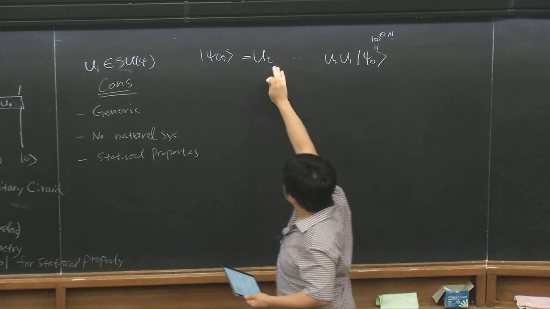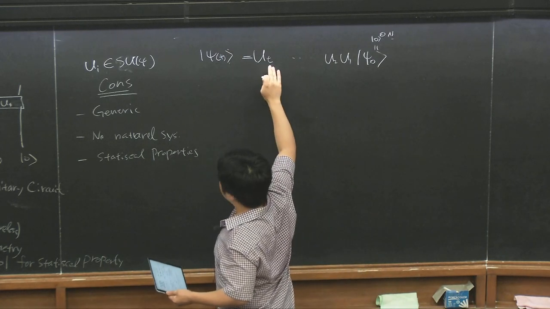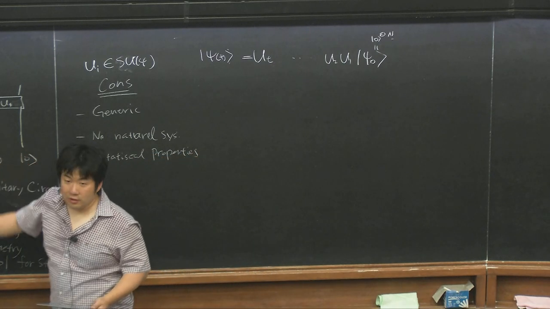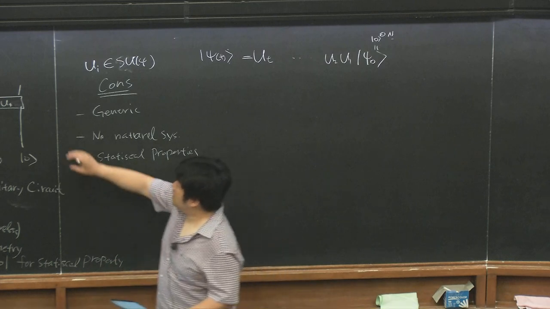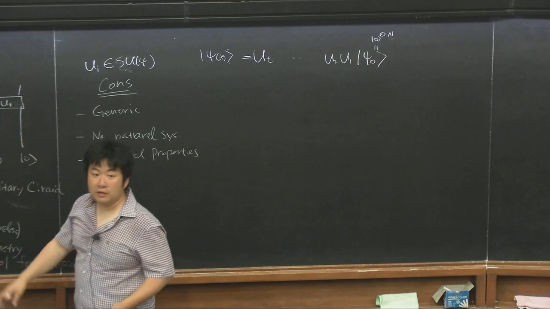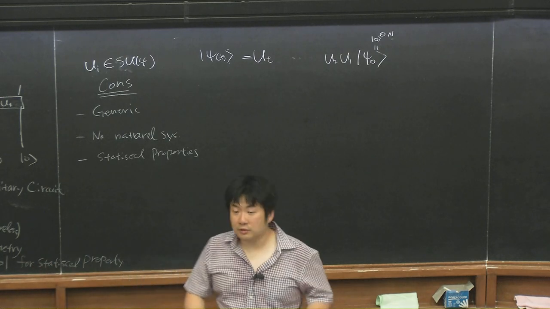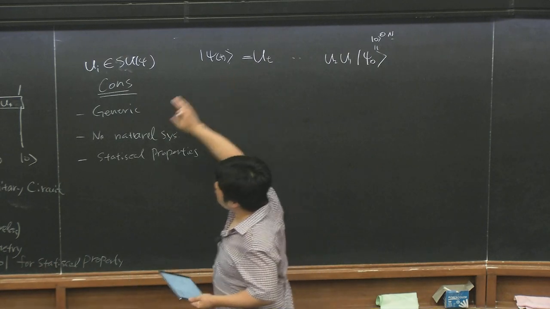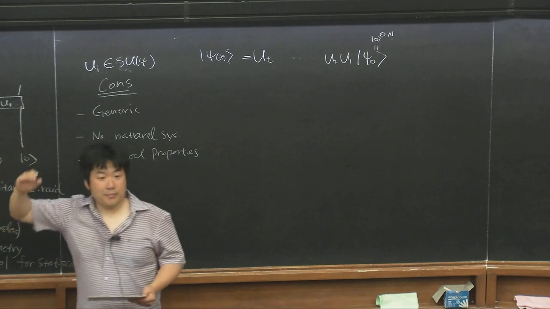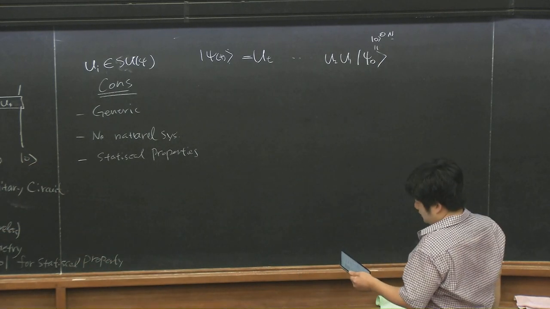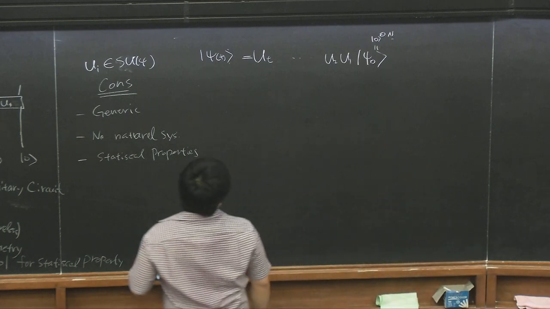Sometimes it's not so important how you measure time. Here I just index them by 1, 2, 3, 4, but we could have indexed this whole layer as t equal 1, and this whole layer as t equal 2. So usually my t refers not to the index but to the depth, because that's more intuitive. This is entirely unitary dynamics.